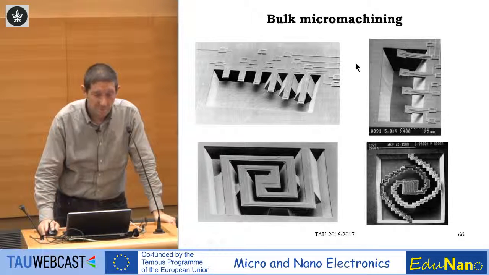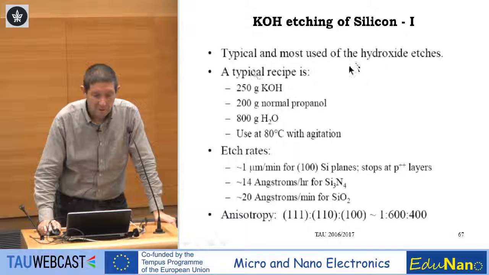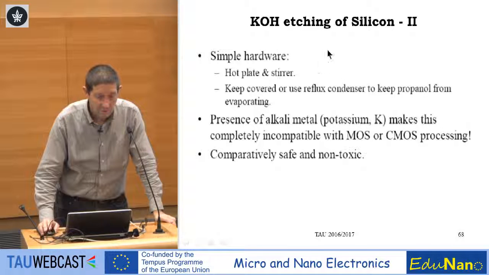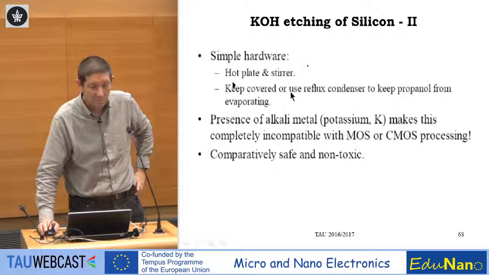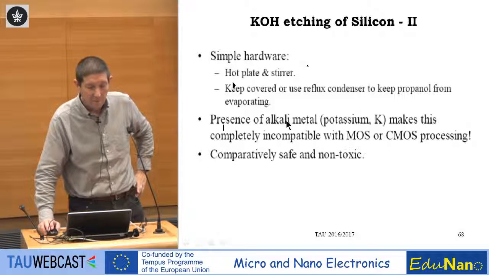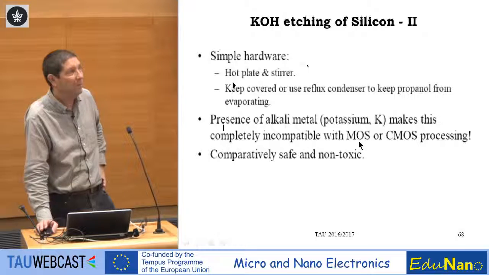So this is bulk micromachining. And these are the typical reactions, KOH, and these are the etch rates. The hardware is very simple. You can use a hot plate and a simple system. The presence of alkali metals makes this completely incompatible with MOS and CMOS.